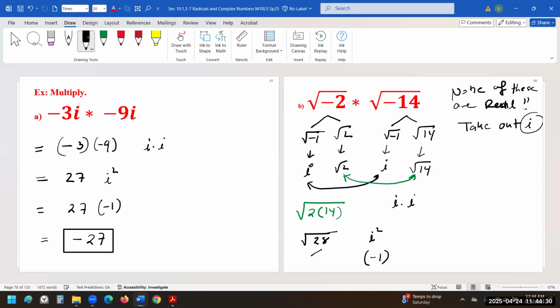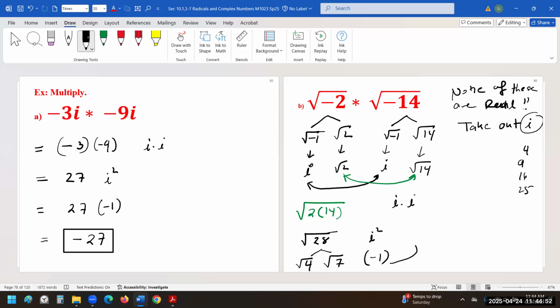Now 28, can you split 28? Can you divide 28 by a perfect square number, like 4 or 9 or 16 or 25? Can you divide 28 by any one of these? 4 and 7.